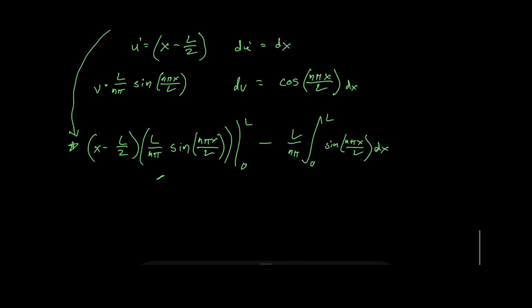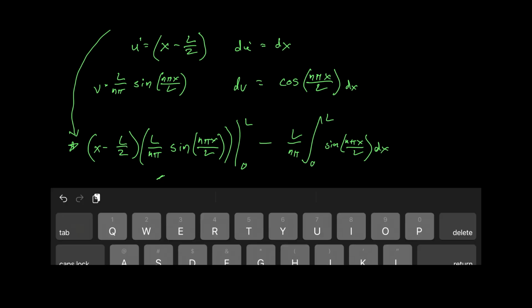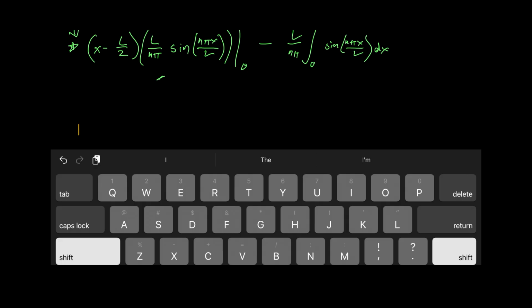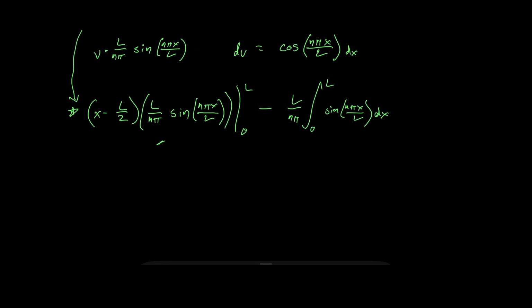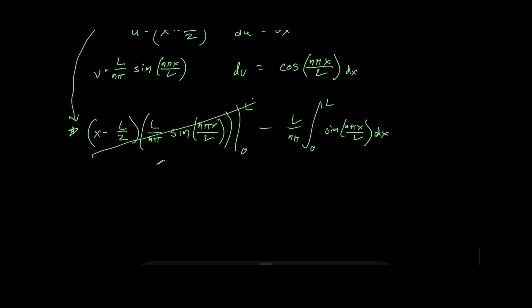So when x is equal to L, we get n pi. That is always 0, and sine of 0 is always 0. So we can get rid of this, which is nice. So that goes away. This goes to 0 always. So then we just evaluate.